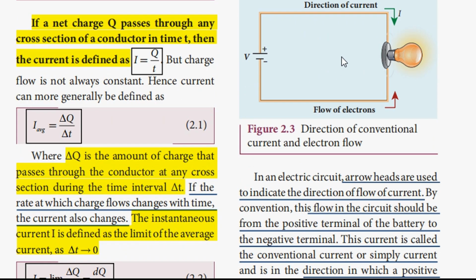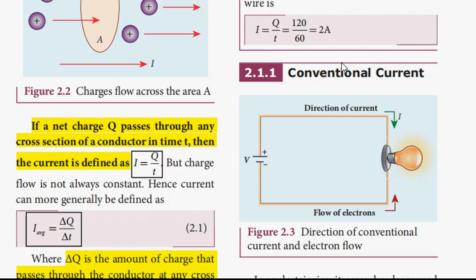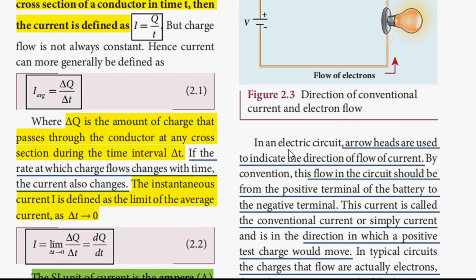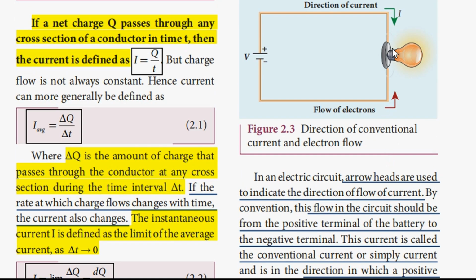Here the direction of current is shown like this, that is from the positive terminal of battery through the bulb, it goes to the negative terminal. But actually the electron flow will be in the opposite direction to that of the conventional current. So here in an electric circuit the arrowheads are used to indicate the direction of flow of current like this.